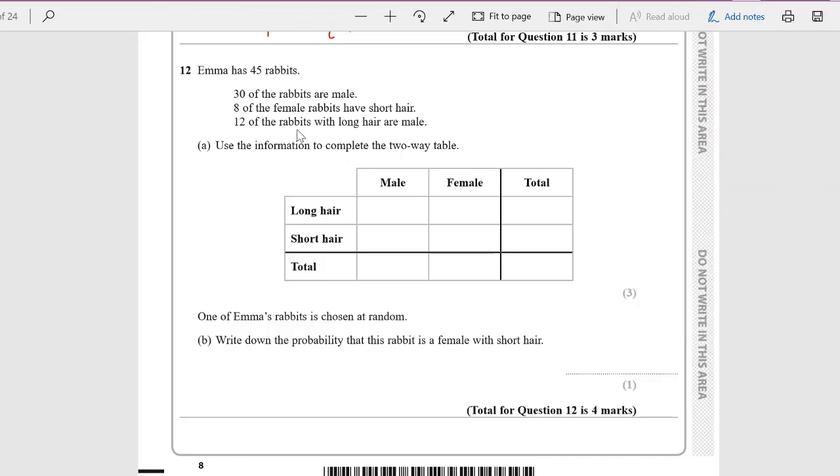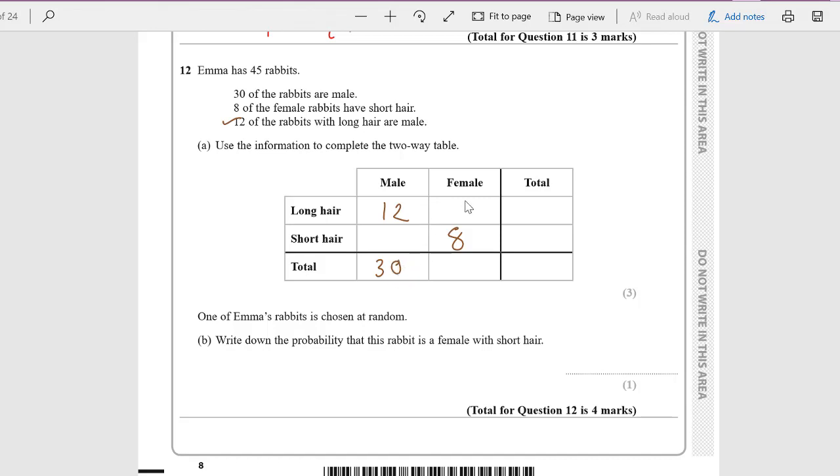So we know that 12 of the rabbits with long hair are male. So male and long hair, 12. Okay, that's that. And then 8 of the female rabbits have short hair. So female and short hair, 8. And we know that 30 of the rabbits are male. So we come down to this column. We go to the total, 30.